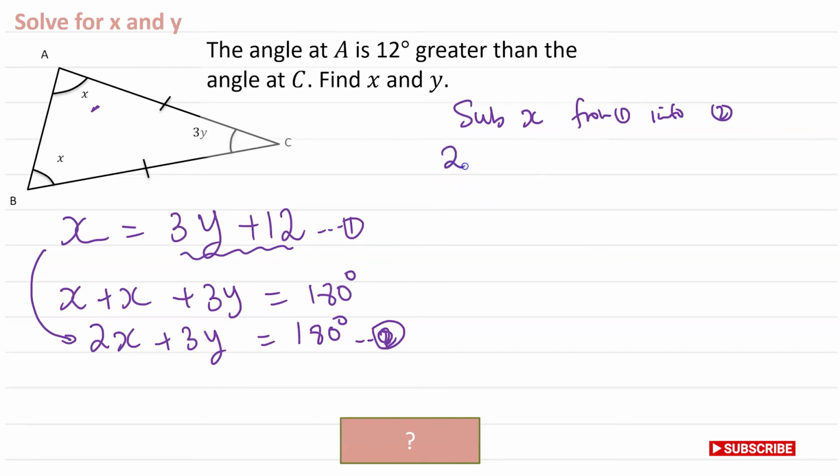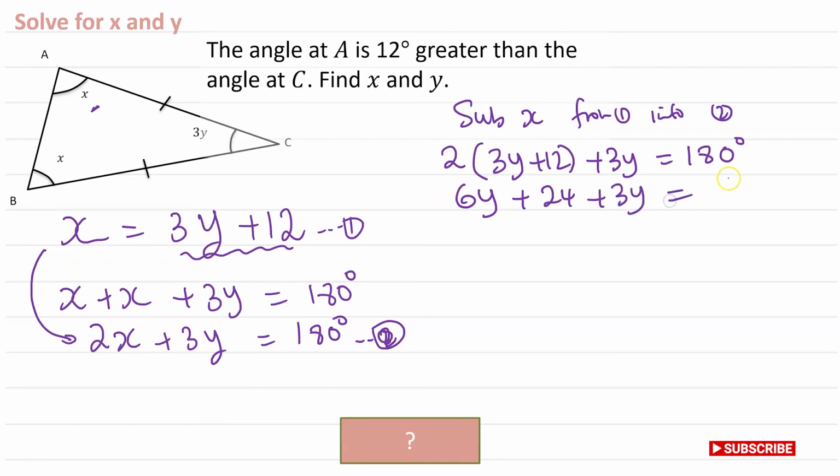Okay, so that means 2, and then x is going to be 3y plus 12. Okay, so that's just that part, plus 3y equals to 180 degrees. So expand this, you will get 6y plus 24 plus 3y equals to 180 degrees. 6y plus 3y is 9y. Okay, we're going to take away 24 both sides, so this is going to be equal to 180 take away 24, this is going to be 156. So therefore y is going to be equal to 156 over 9.